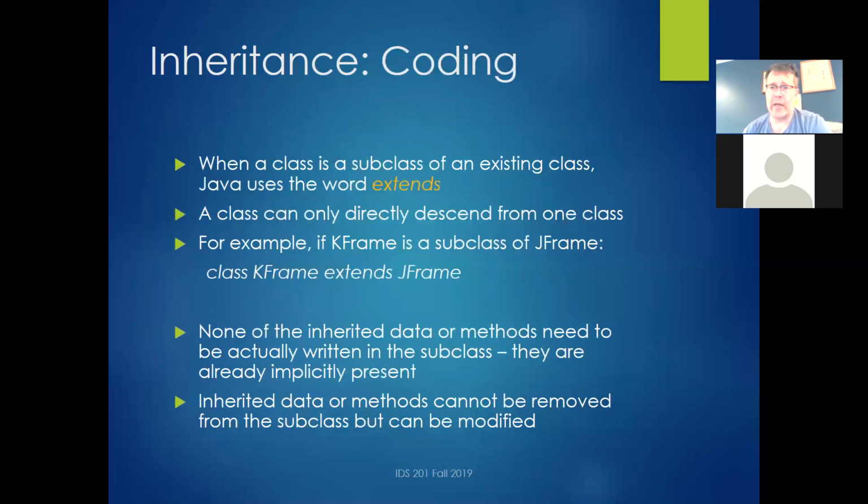All right, when we invoke inheritance, when we make a subclass, we use the magic word extends. And again, a class can only directly descend from one class. If you think about it for a second, it makes a lot of sense. Because if you inherited from two classes, what would happen if both of those classes had the same method name or the same data? You wouldn't have a good way to pick which one you were actually inheriting from. It would create problems. So that's essentially why inheritance is important, what it's good for, how it works, all that.